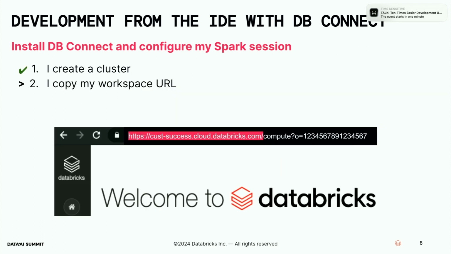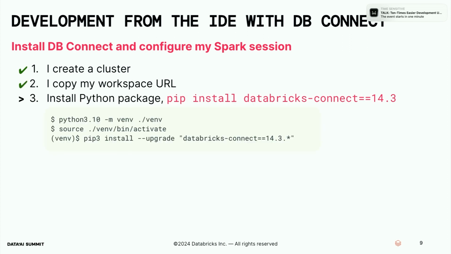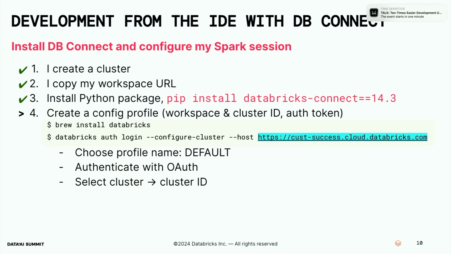Meanwhile, you take the URL from your workspace that you will need to set up your connection when you're using DB Connect. Going back to your IDE on your local machine, where you will be developing, for example VS Code or PyCharm, in any of them you will create a virtual environment. You install Databricks Connect, just pip install databricks-connect. This is the latest version that we have right now for classic compute. And you activate the virtual environment.